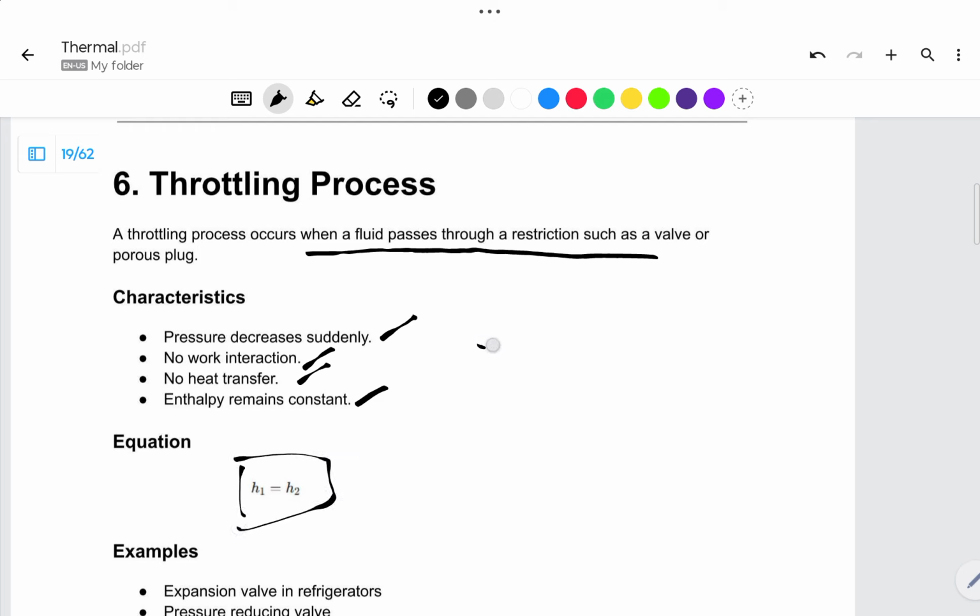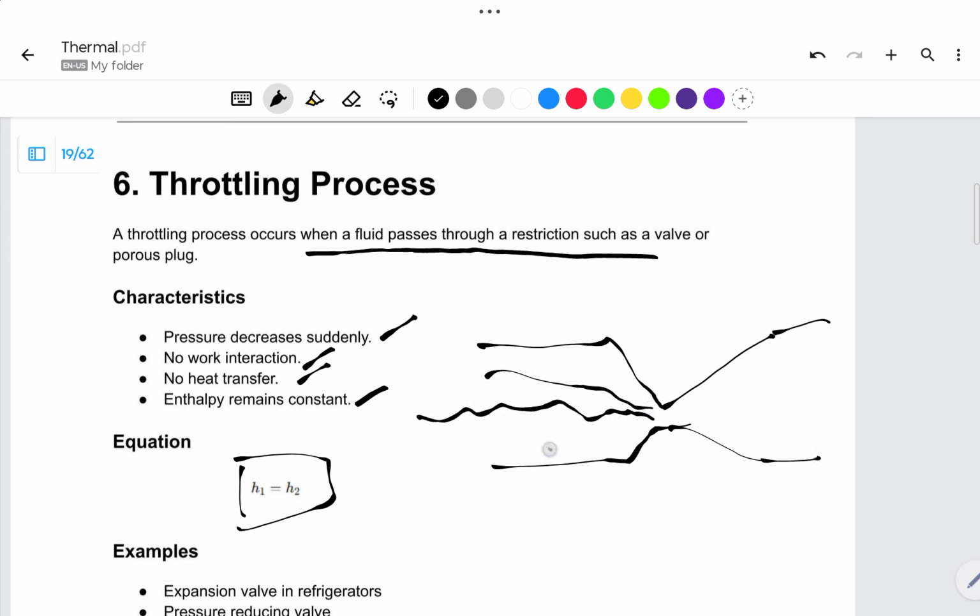Whenever I take a small orifice and the mass flows through it, there will be a choke point. This is the throat, and that's why it is called a throttling process. Then sudden expansion will occur.